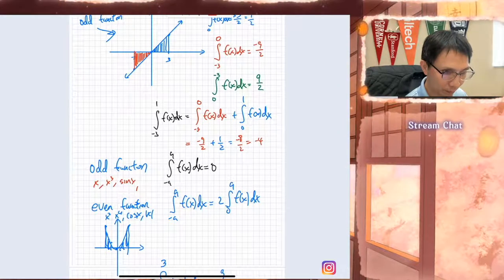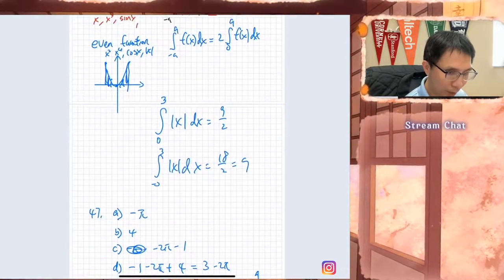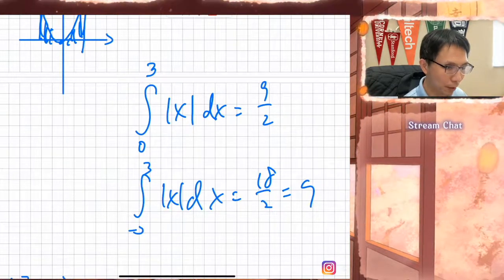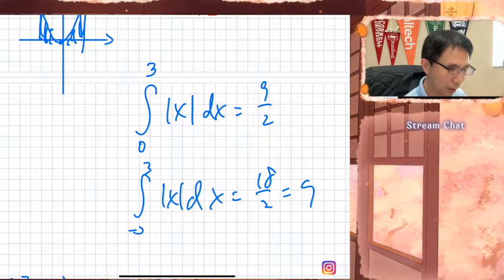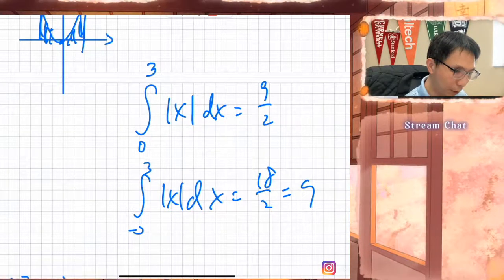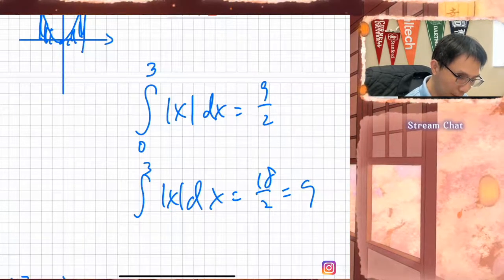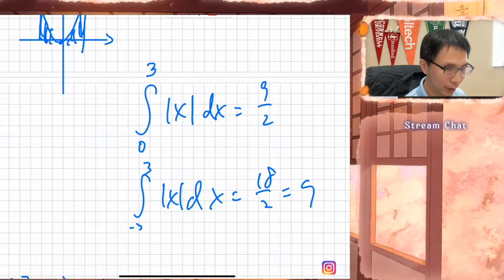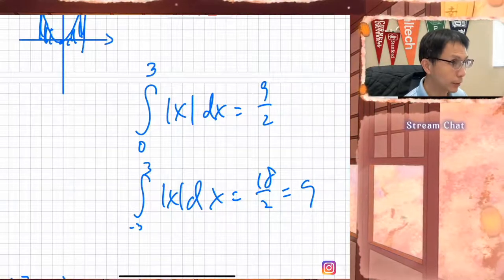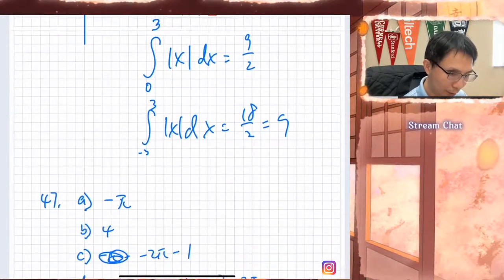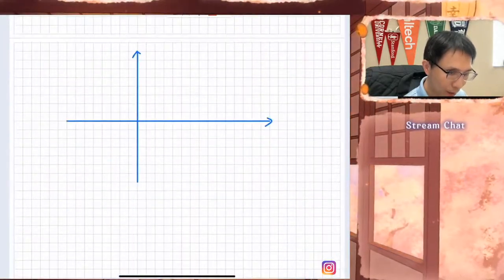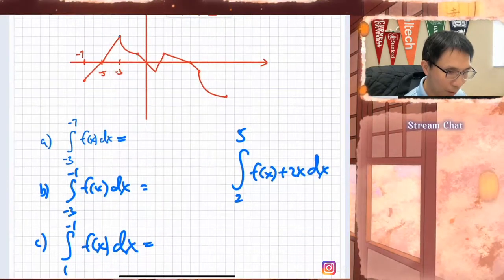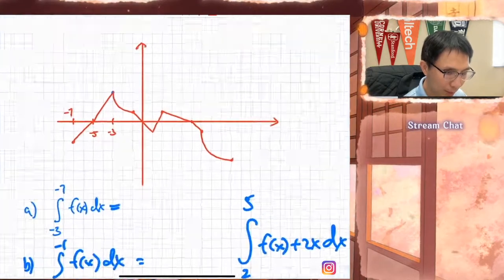Questions? Now, this is an example of absolute value. If I have an absolute value graph, integration between 0 to 3 is going to be 9 over 2. So if I went from negative 3 to positive 3, then I should get double the 9 over 2, which is 18 over 2, and that is 9. That is the idea of integrals. So we're going to talk about different situations here. This is a situation I want to talk about today specifically.